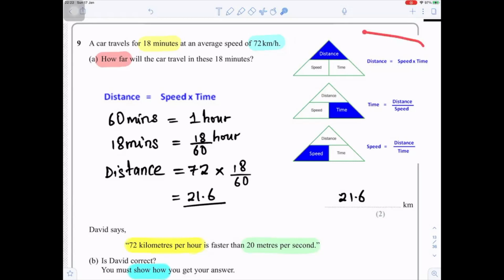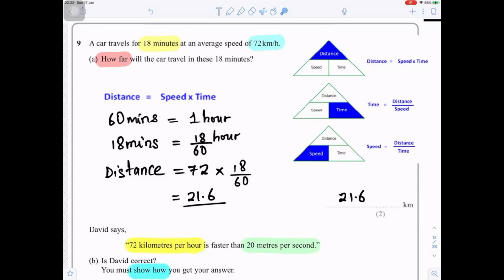So I've put on the right-hand side the formula that you need to know. Speed is distance divided by time, and you want to find the distance. The distance is given by the speed times the time. So we need to change the time to hours. We've got 18 minutes. We know that 60 minutes is equal to 1 hour. So 18 minutes would be 18 divided by 60 of an hour.